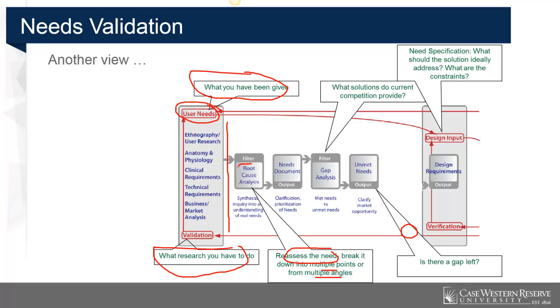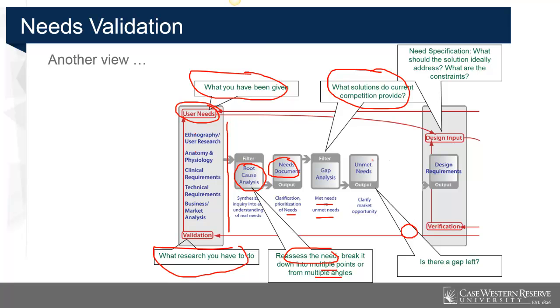So essentially what this represents is a filter. What we're doing is root cause analysis, and the output of all of that is the preliminary form of the needs document. There may be more than one need, there may be several, but what you have to do is classify and prioritize these needs. And then you want to say, what solutions are out there? What's currently out in the market? And is there a gap? And so is the need met or is the need unmet?